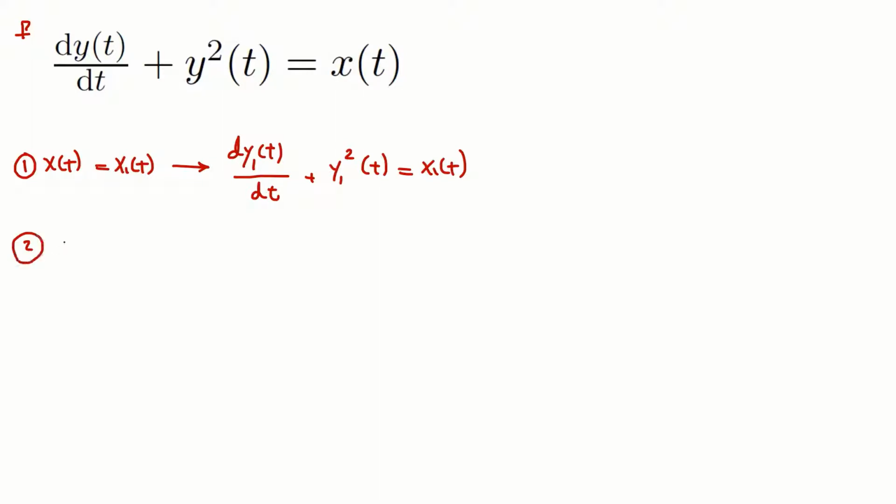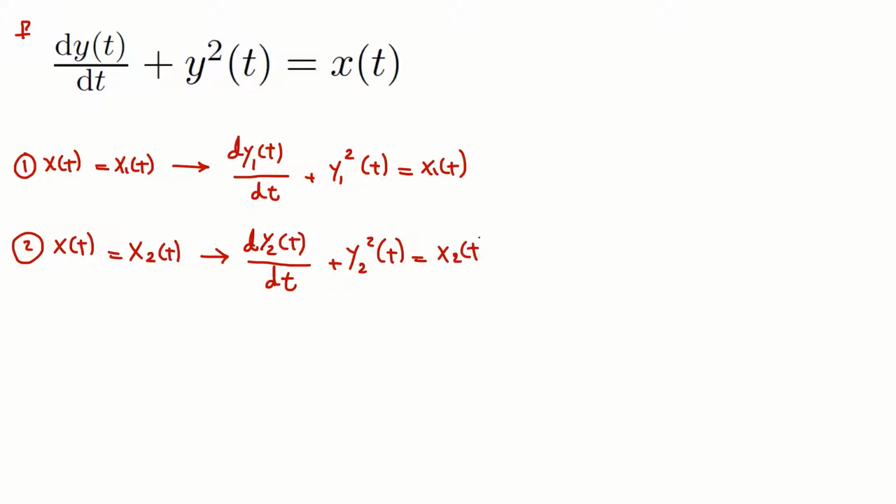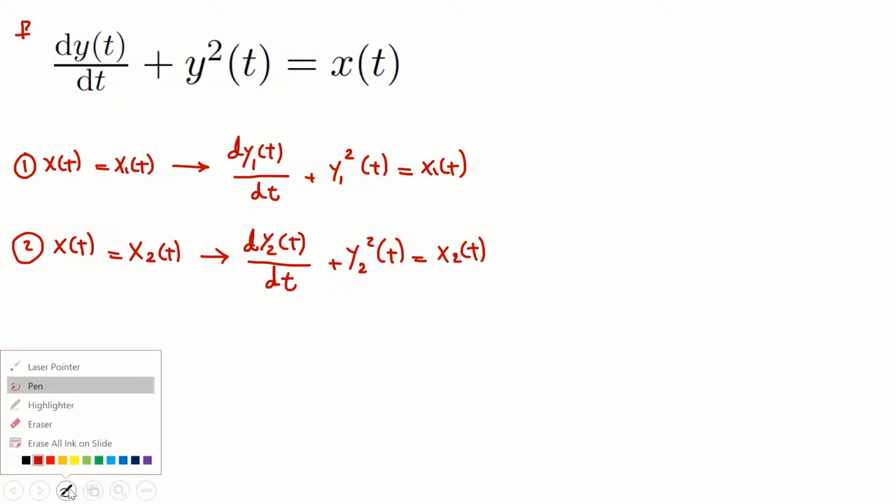And for the second input, if the input is x2(t), then the relationship between input and output is dy2(t) divided by dt plus y2 squared(t), and this equals the input, which is x2(t).